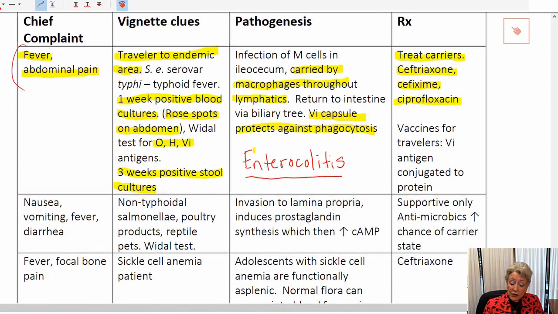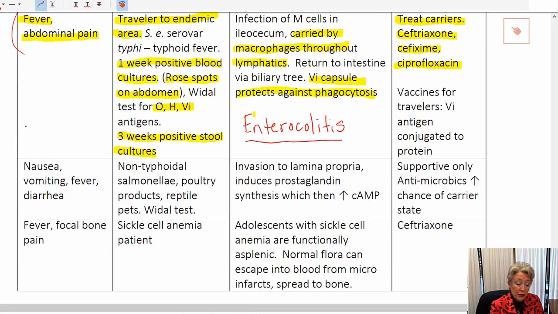There are vaccines available in special use cases for travelers. They have not been asking those special use vaccines routinely on your exam.